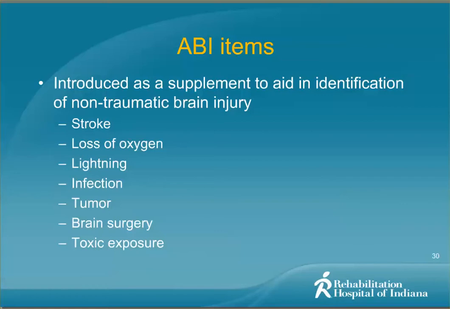Recently, we added some items to the end of the actual OSU-TBI-ID, and I'll show you on the next slide where we put those and what those items are. But these allow for screening for causes of brain injury outside of the original TBI items. These additional items assess the presence of ABI history, so for example, stroke, loss of oxygen, lightning, electrocution, infection, tumor, brain injury, or brain surgery, and toxic exposure.